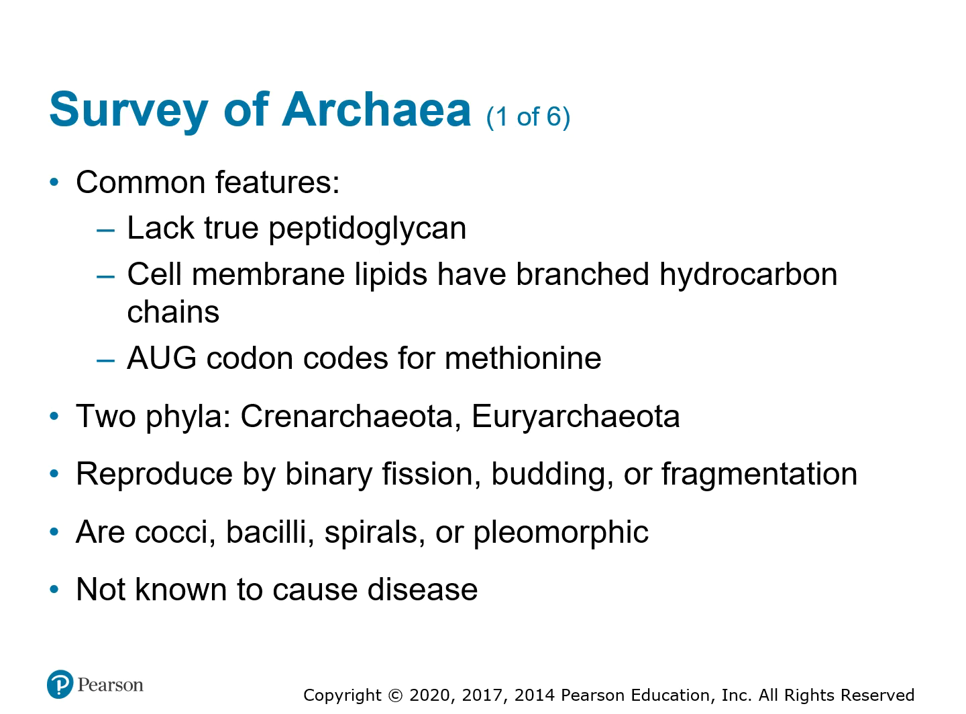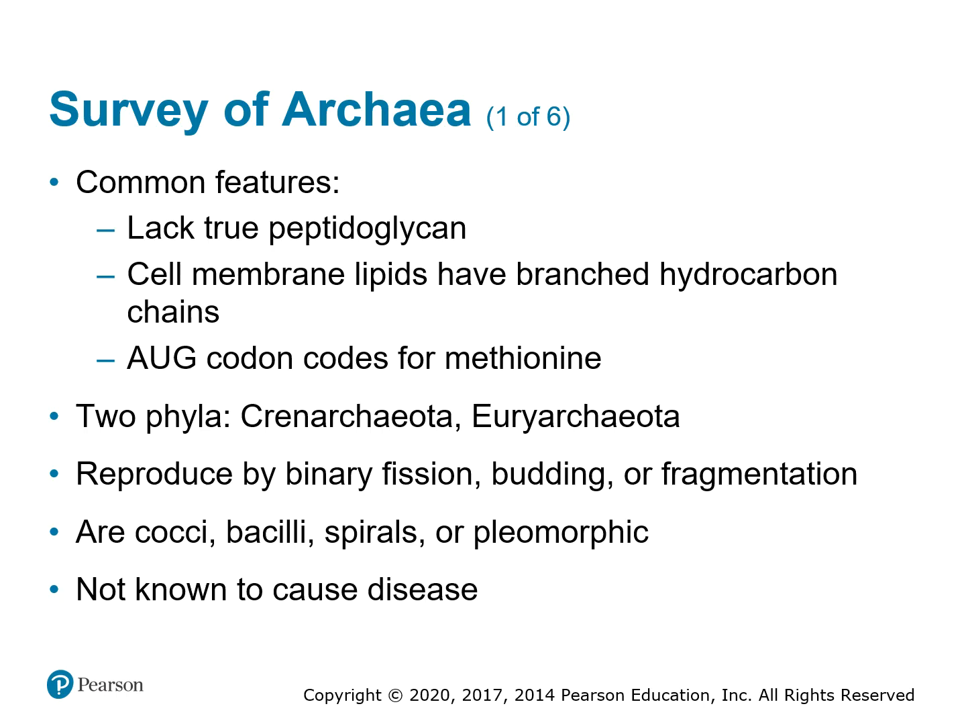All right, we'll start with talking about archaea just a little bit. Their common features are that they lack a true peptidoglycan molecule in the wall. The cell membrane lipids have branched hydrocarbon chains, and the AUG codon that it uses in replication is going to code for methionine. There are two phyla in archaea. There's the Crenarchaeota and the Euryarchaeota.